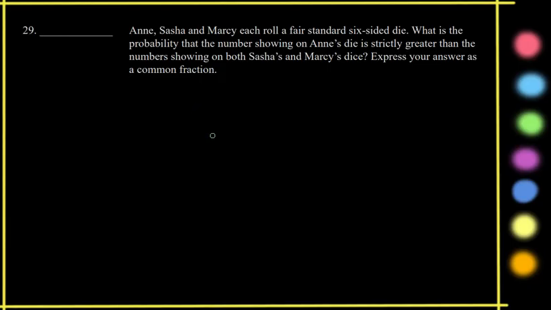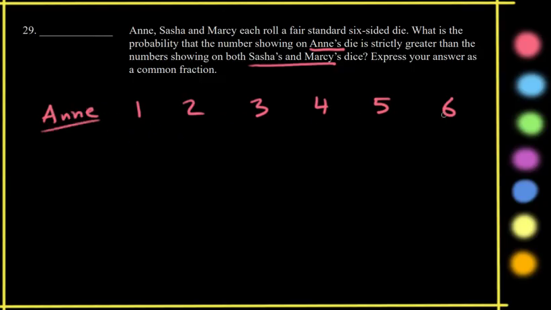But what I like to think about is, let's separate out Anne from Sasha and Marcy. So Anne's die, there are 6 possibilities, right? Anne could be 1 or 2 or 3 or 4 or 5 or 6. This is Anne. And let's think about, for each of these cases, they're each equally likely. Let's think about Anne rolling her die first. And let's think about each of these cases and think about what's the probability that Sasha and Marcy's dice are going to be smaller than Anne's.